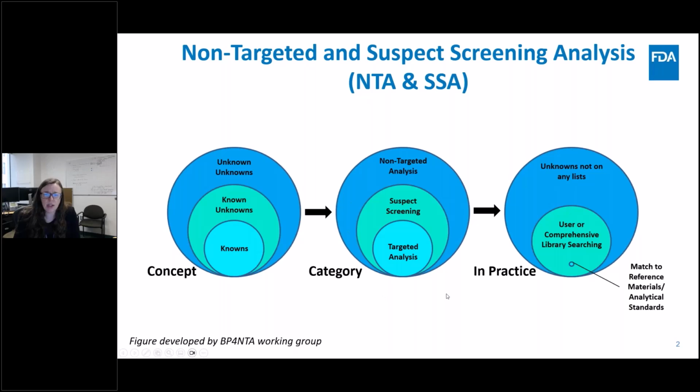I also wanted to mention that I'm stealing this image from the Best Practices for Non-Targeted Analysis Working Group, which is a great group that I've been working with for several years now, developing tools and resources, educational materials, things like that. So if anything I just said piqued your interest and you want to learn more, visiting our website is a good idea.